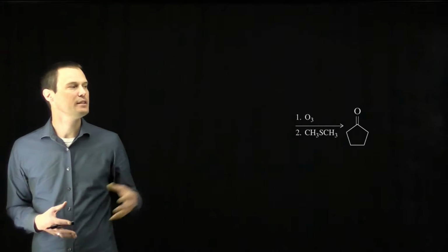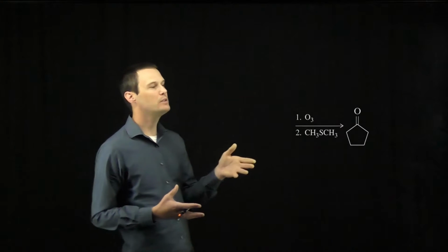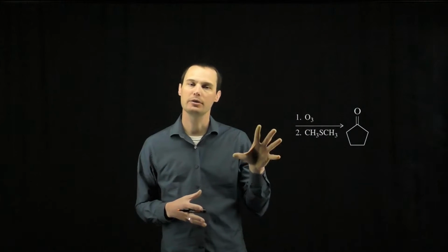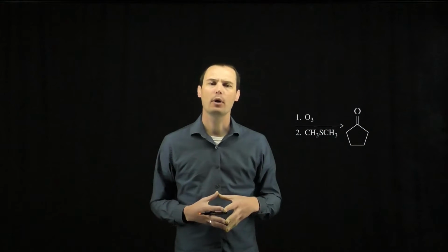The question asks us to predict the synthesis of this carbonyl using the ozonolysis reaction. What we need to know is that the ozonolysis reaction is a reaction of an alkene to form a carbonyl. So our starting material will need to be some kind of alkene. What I notice here is that there's only one product shown.